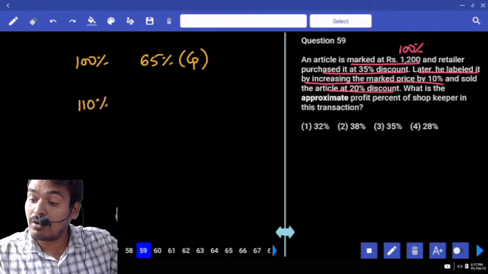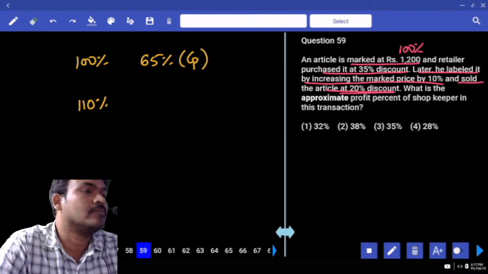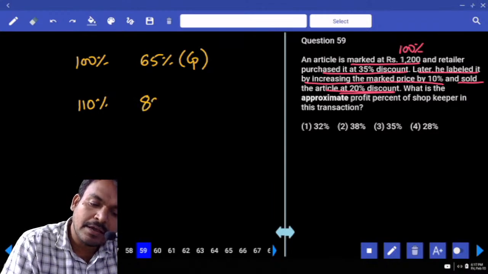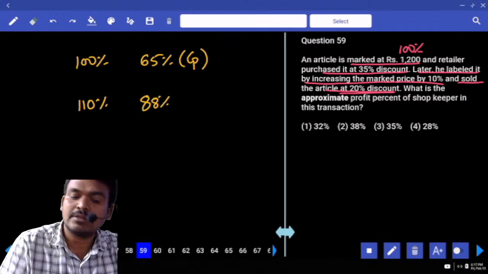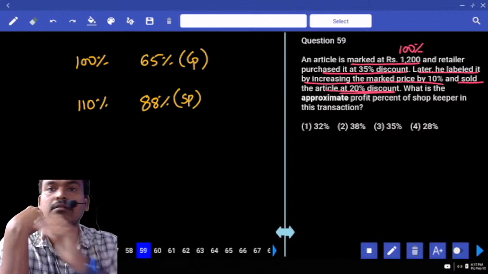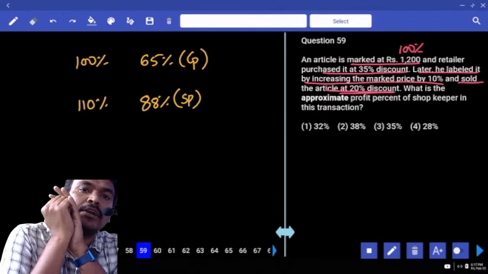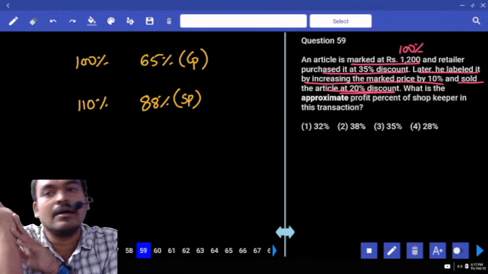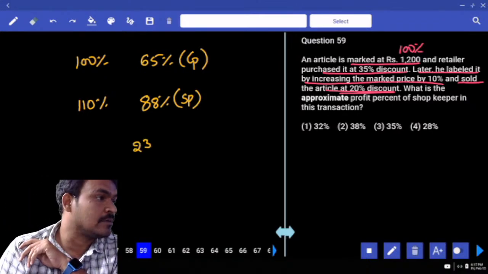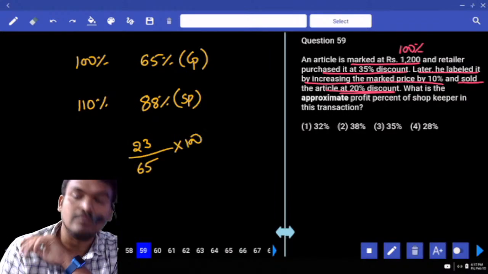In this one, how much percent discount is offered? 20%. And sold the article at 20% discount. What is the 20% of 110? 22 or not? 110 minus 22, 88 or not? That 88% is the selling price of retailer or not? Yes or no? What is the cost price of retailer? 65. What is the selling price of retailer? 88. Profit or loss? Profit. How much profit? 23 upon which one? 65 into 100 and 100.